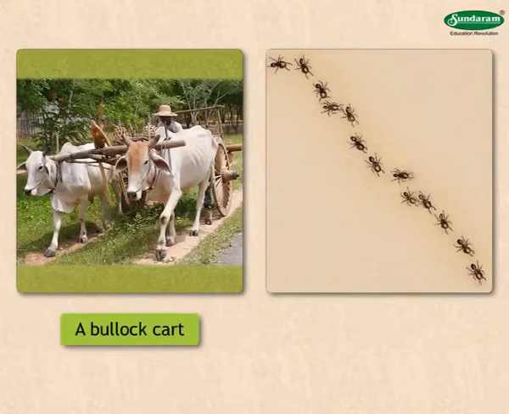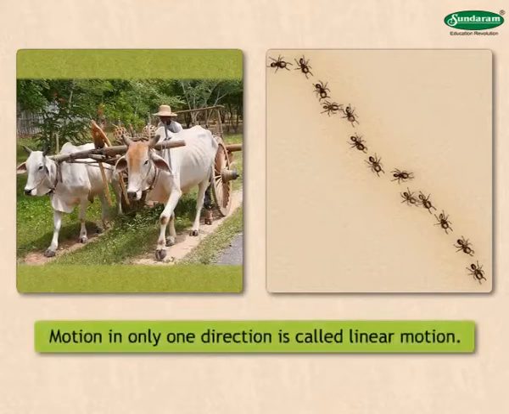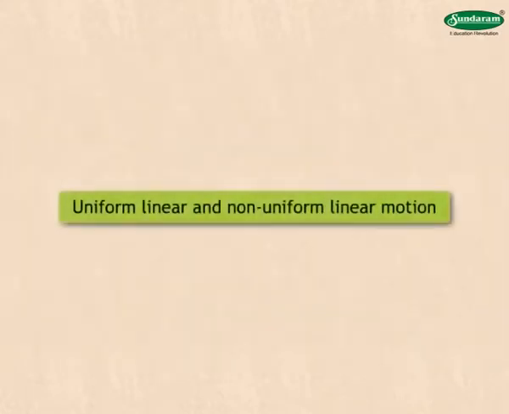Have you ever seen a line of ants? They all move in a line. Motion in only one direction is called linear motion. Uniform linear and non-uniform linear motion.